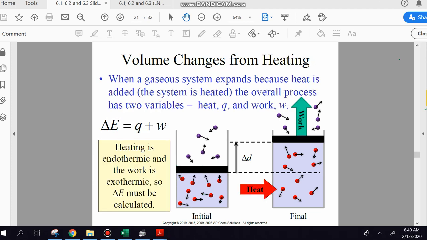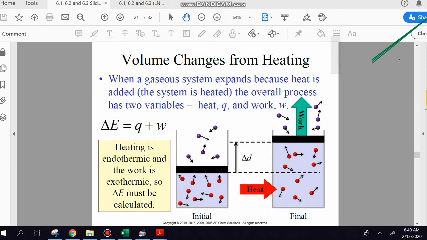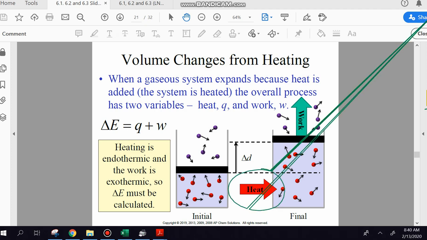Now this is going to be a volume change from heating. So we know that the heating up of something is endothermic. The work being done from the inside to the piston, we know that is exothermic, but the heating up of the inside of this here, this heating here is an endothermic process. The work being done on the piston is an exothermic process.